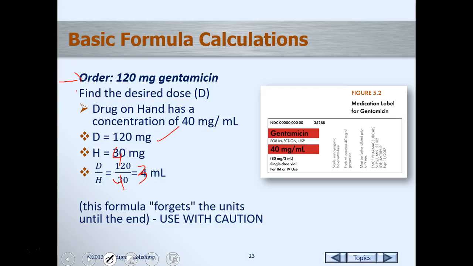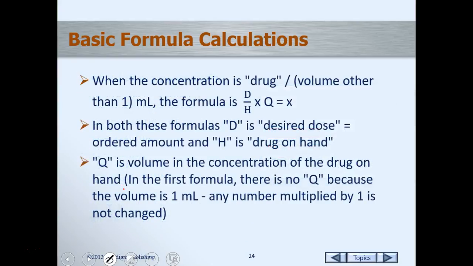This formula just forgets the units until the end. So again, use this one with caution. We want to use units because that helps us make sure that we're not making an error. Now, the other piece of this basic formula is what we call the D over H times Q formula. And this is when the volume is something other than 1 milliliter.